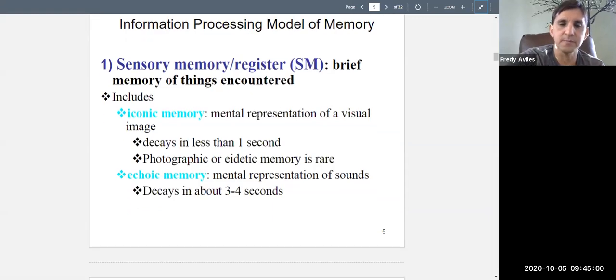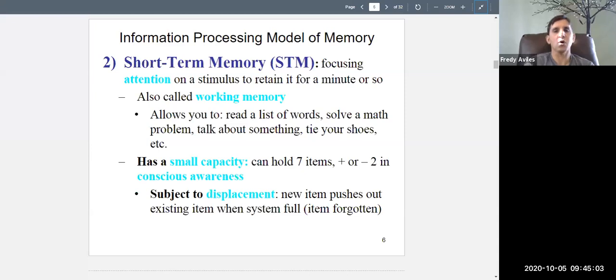Now, if you pay attention to the information, if you do more with it, it will enter what's called short-term memory. Short-term memory is when you focus attention on a stimulus to retain it for a minute or so. Short-term memory is basically when you can remember something for a short amount of time, maybe a minute or two. That requires for you to pay attention. So you can see attention there is in bold, in the light blue. You need to pay attention. You need to focus on something to remember it for at least a little while. If you don't pay attention, if you don't focus, then you're only using sensory memory and it disappears within seconds or less. So if you pay attention, then that information gets into short-term memory and you can remember it for a few minutes, okay? Short-term memory is also called working memory.